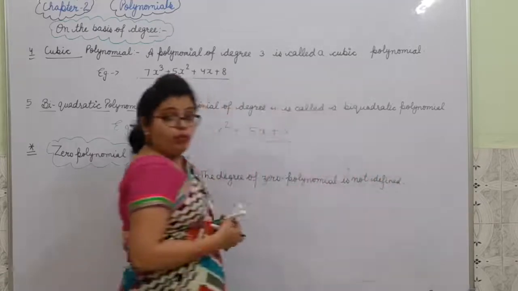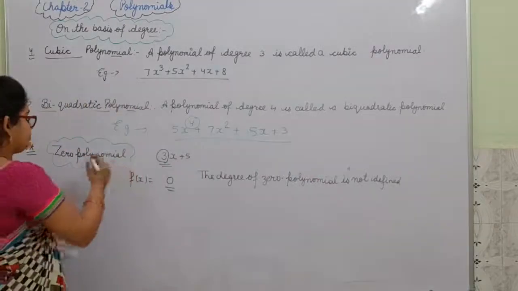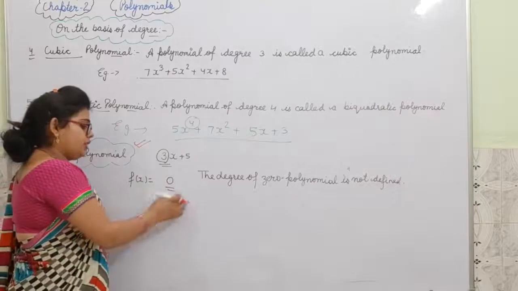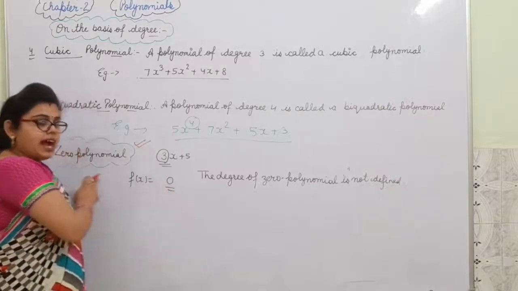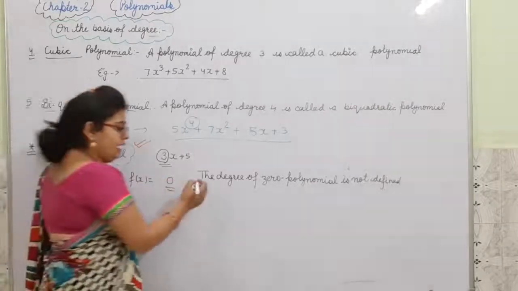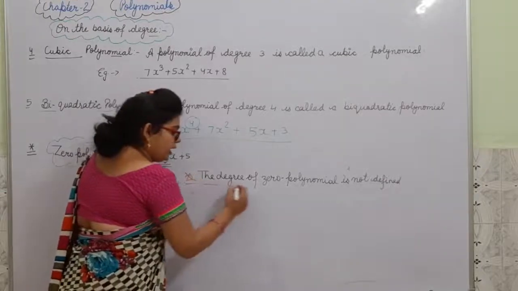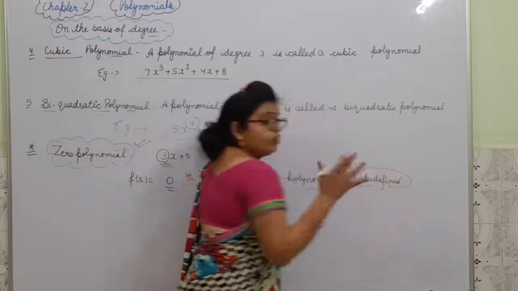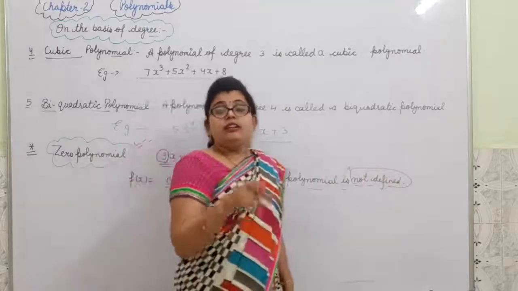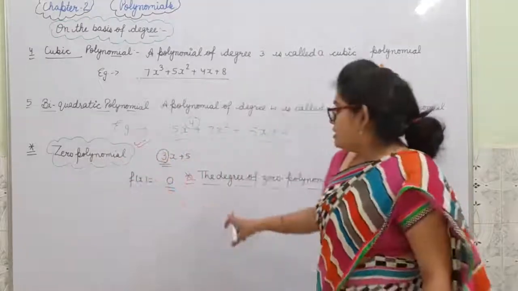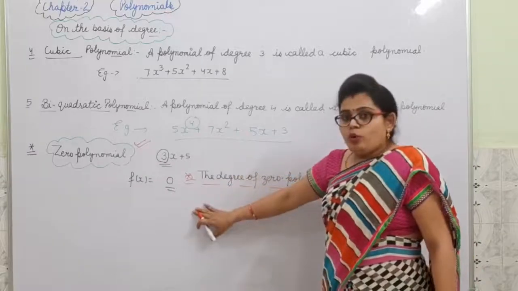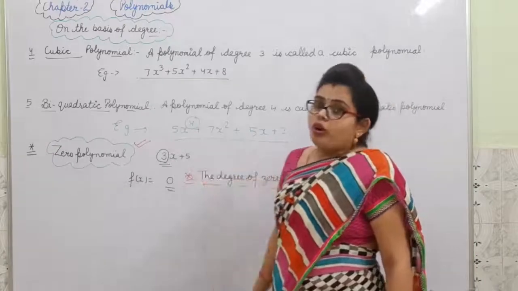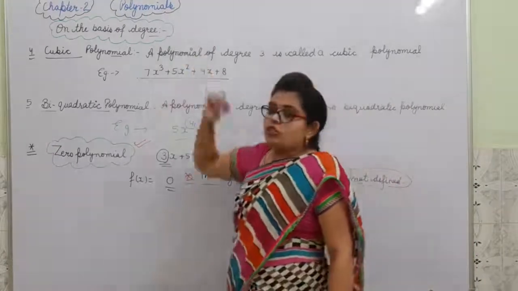It is a very important concept here, students. Zero polynomial. If an algebraic expression is zero, then it is called as zero polynomial, and it is the most important point. The degree of zero polynomial is not defined, means we cannot define its degree, whether it is 1, 2 or what is. The degree of zero polynomial is not defined. This is about polynomials on the basis of degree.